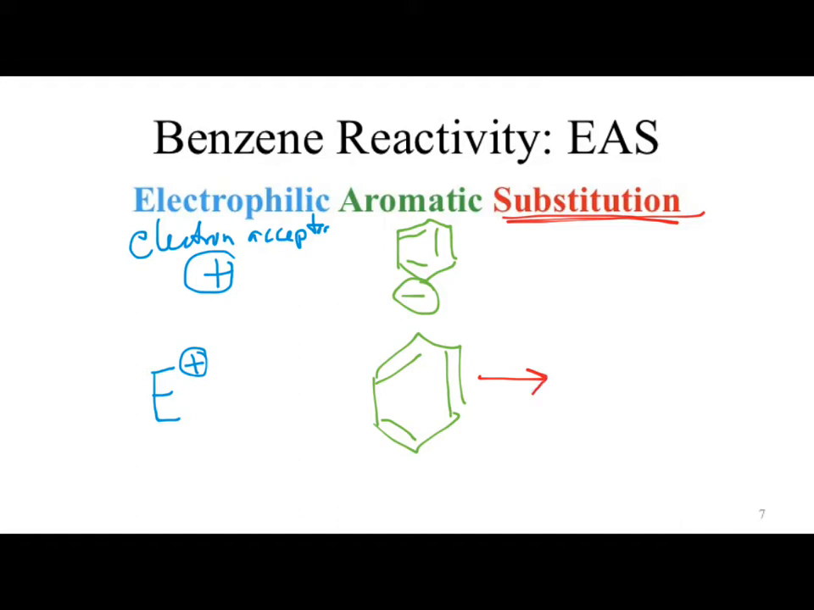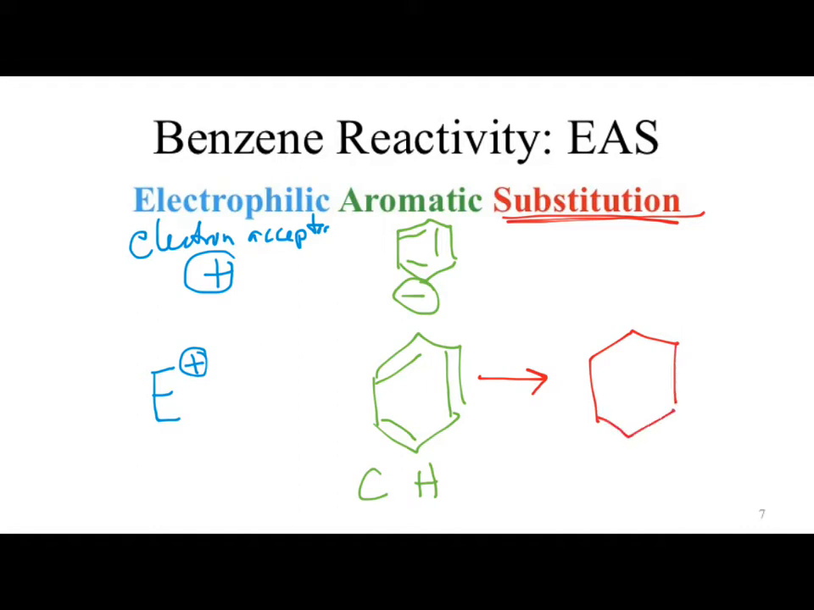What things are in my aromatic ring? What atoms? Carbon and hydrogen. Which of those two is going to be easiest to substitute for? Why the hydrogen? Why is it the easiest to break out of there? To remove a hydrogen, how many bonds do I have to break? To remove a carbon, how many bonds do I have to break? 4. Okay. Which one's going to be easier to substitute for? The hydrogen.